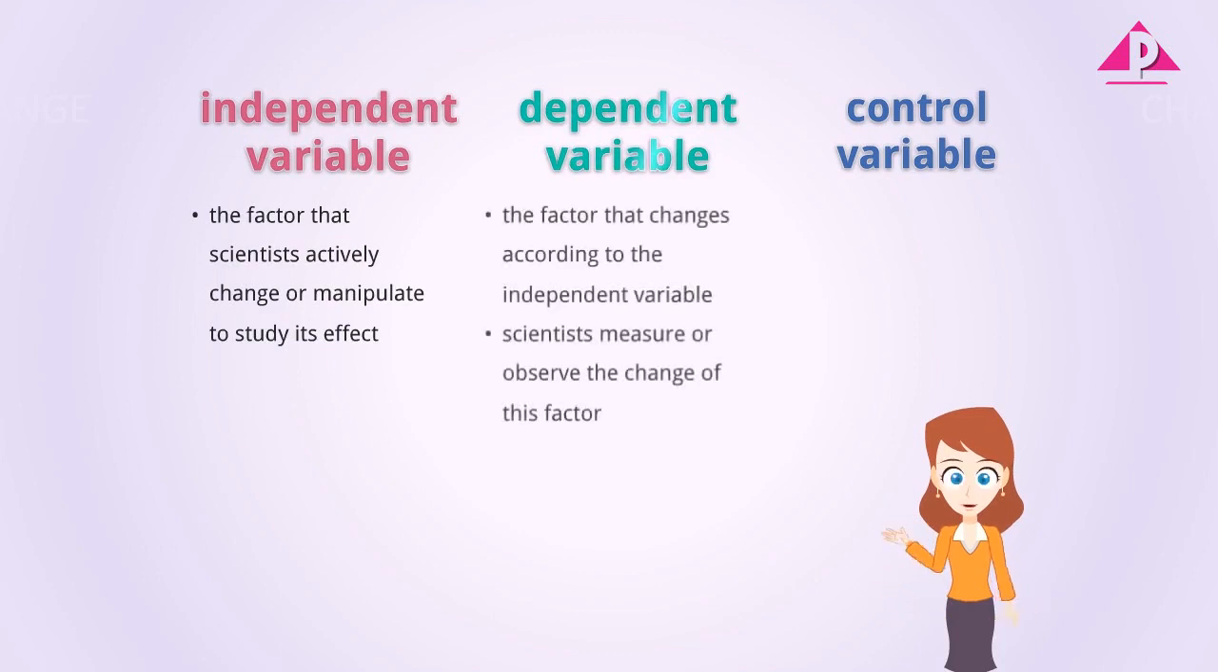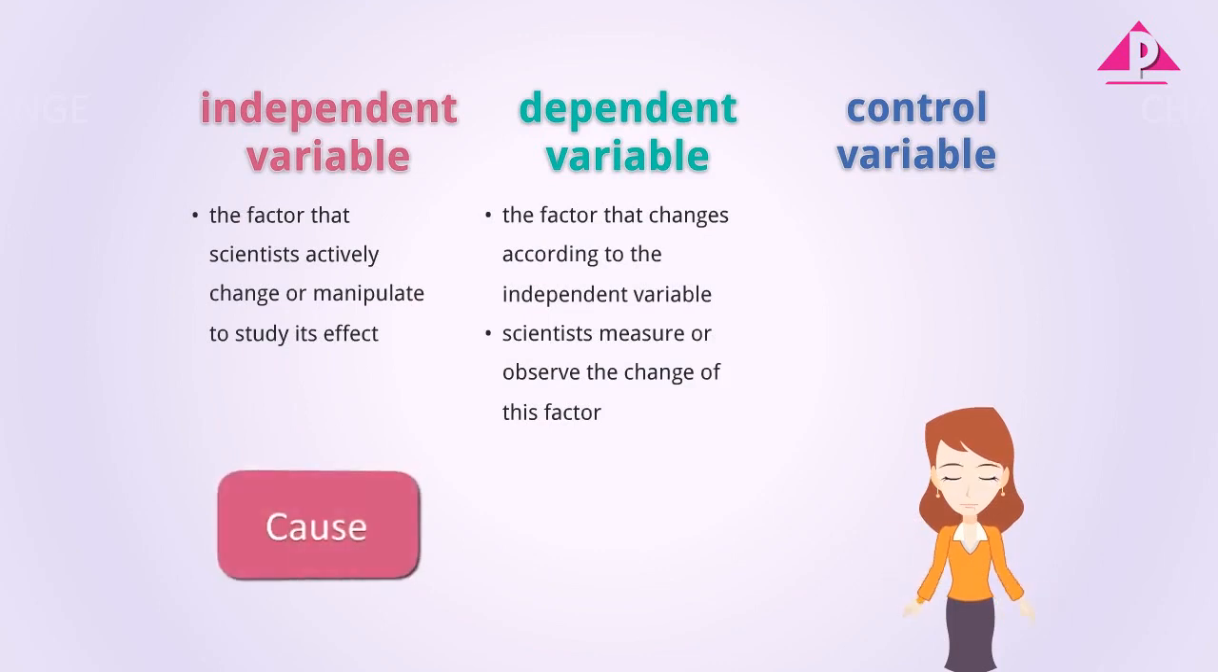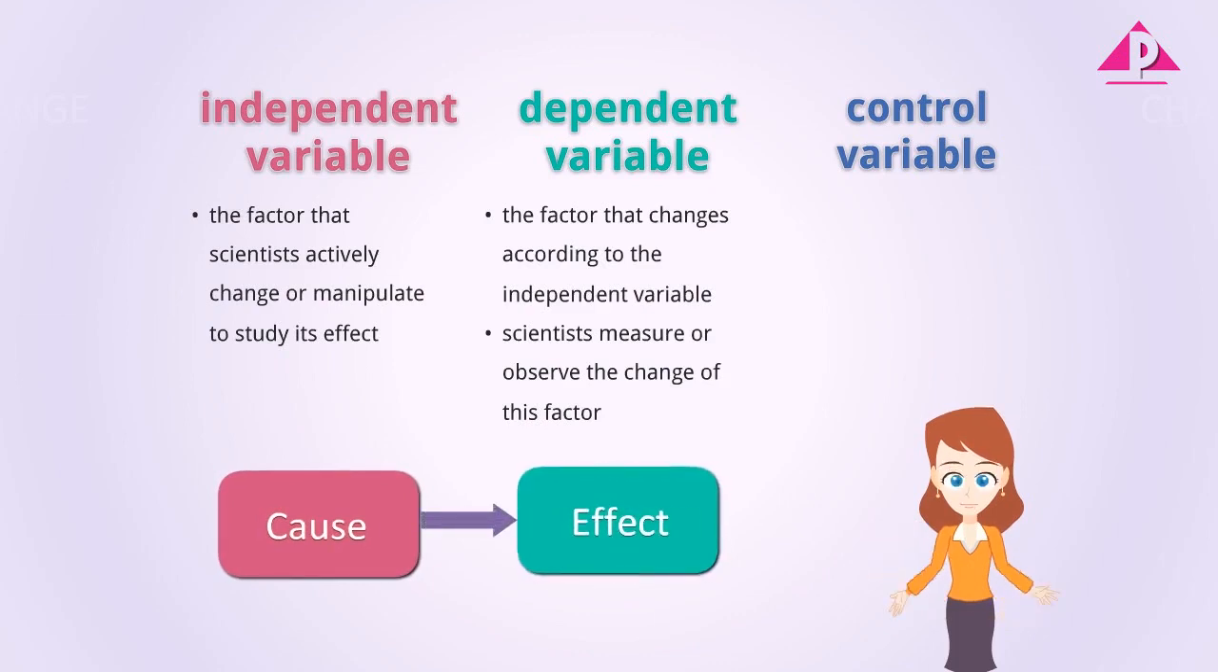The dependent variable is the factor that changes with the independent variable. During the investigation, scientists measure or observe how this factor changes. In some investigations, changing the independent variable has a direct effect on the dependent variable. We can think of the independent variable as the cause, while the dependent variable is the effect or the result.